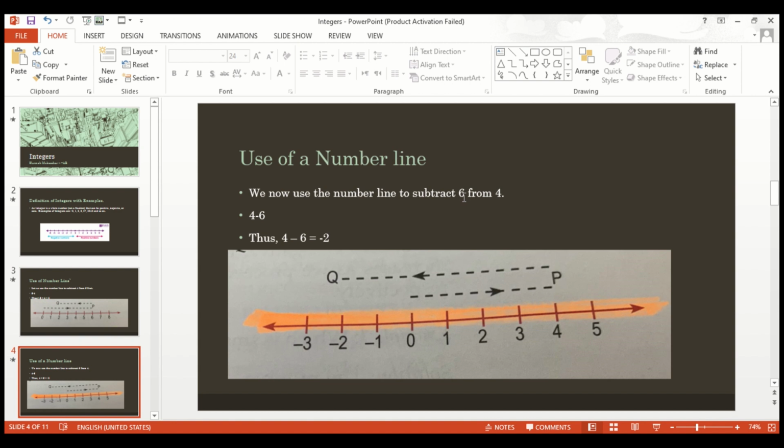Next, we use the number line to subtract 6 from 4, hence meaning 4 minus 6. As usual, we start from 0 and move 4 steps to the right. 1, 2, 3, and 4. We reach point P. Then we start from P and move 6 steps to the left of P. 1, 2, 3, 4, 5, and 6, reaching point Q to the left of 0. Hence, 4 minus 6 is equal to -2.